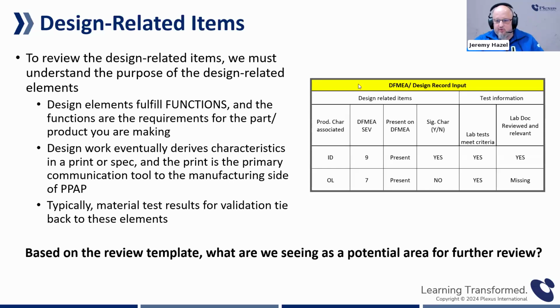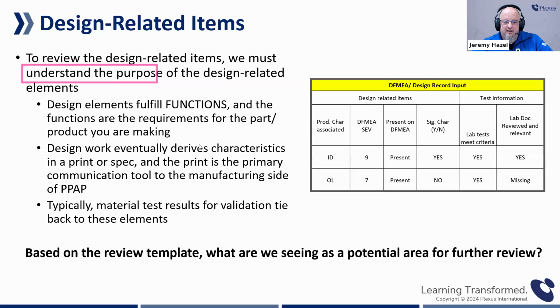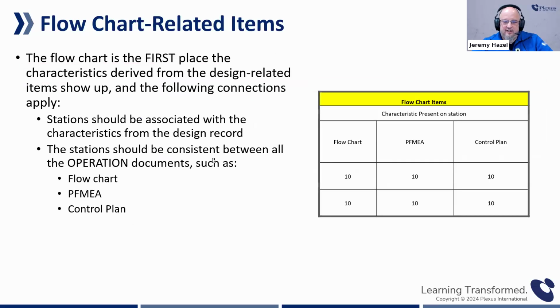Now, once we get through the design related stuff, we start with some of the flow chart. The flow chart for me is the first place the characteristics are derived. Remember earlier we were looking at the ID and the overall length. This is the first place they show up. So what I'm looking for here, I'm setting the stage in my flow chart. Is op10 present in the flow chart? Is op10 present in the PFMEA? And is op10 present in the control plan?